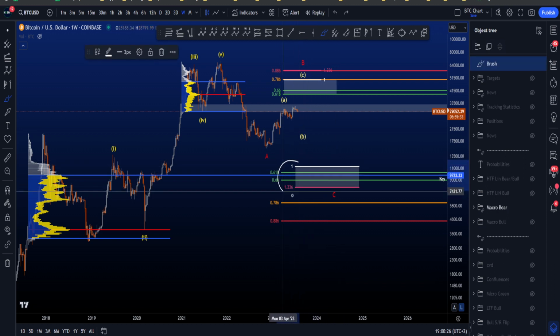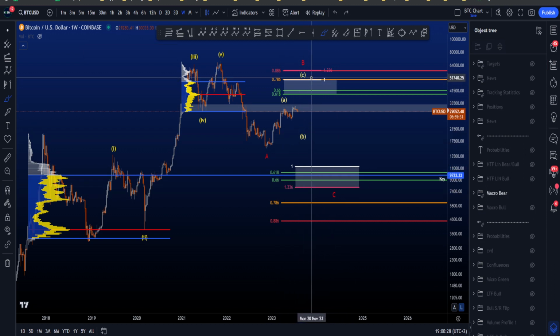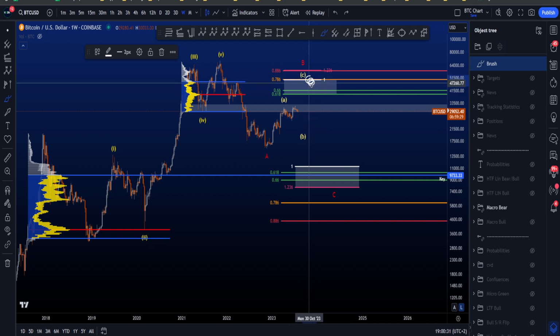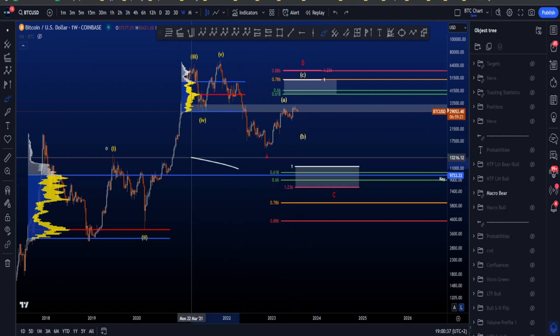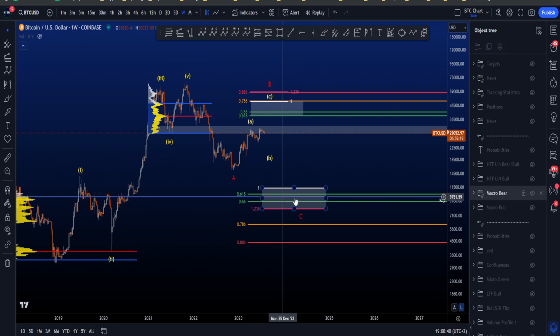because the most common target area for a wave C, if the high of wave B will be made around the 786, is the 1 to the 1.236, which is then in perfect confluence with the golden pocket and the multi-year value area high. So this is very important support for Bitcoin for then eventually a continuation to the upside.